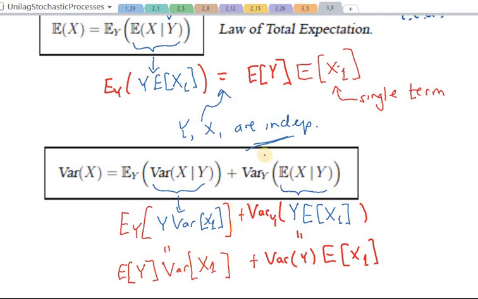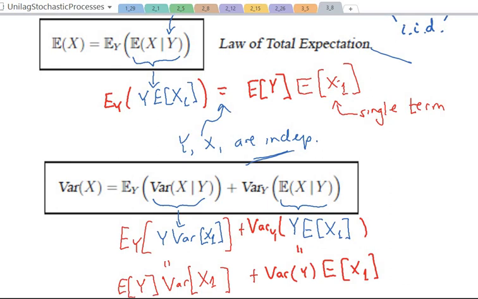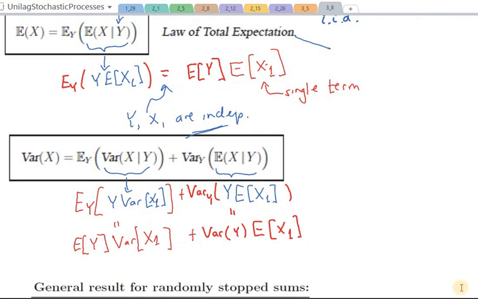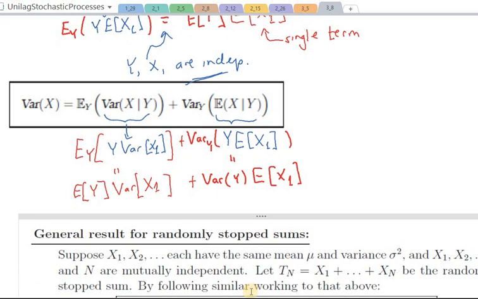of randomly stopped sum. Now, often in the book, I think he uses N instead of Y, but I used Y to try to relate this randomly stopped sum to the law of total expectation. So down here, I've screen clipped the result from the lecture notes, so you can see the way that he writes it.